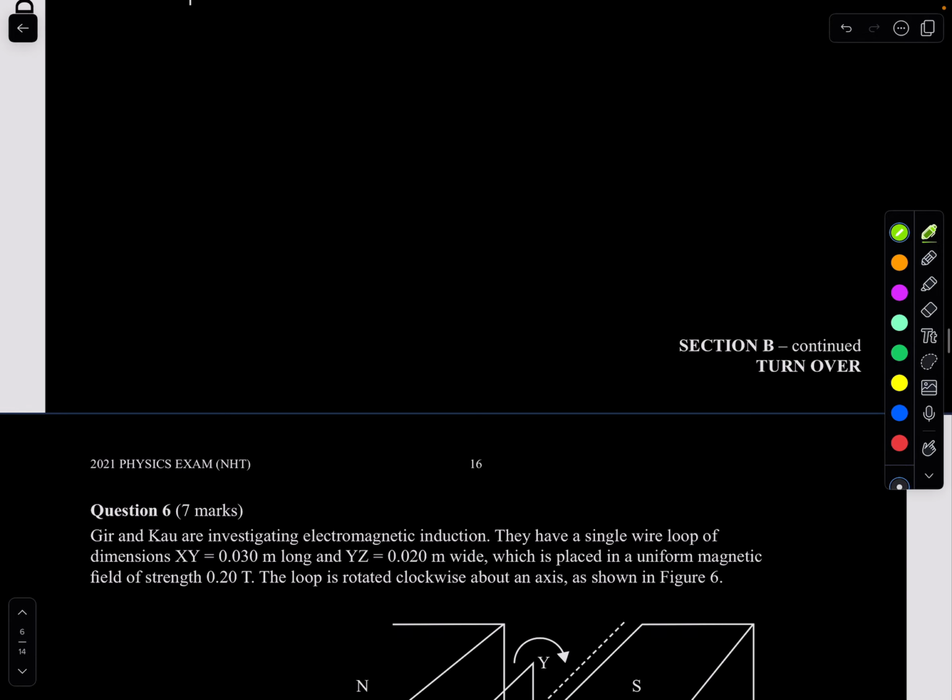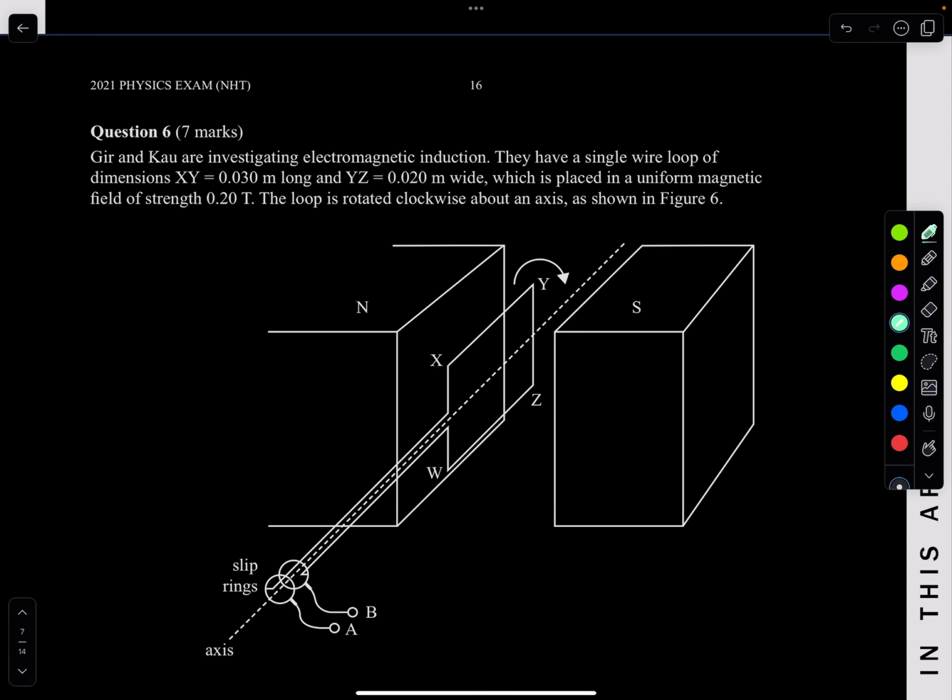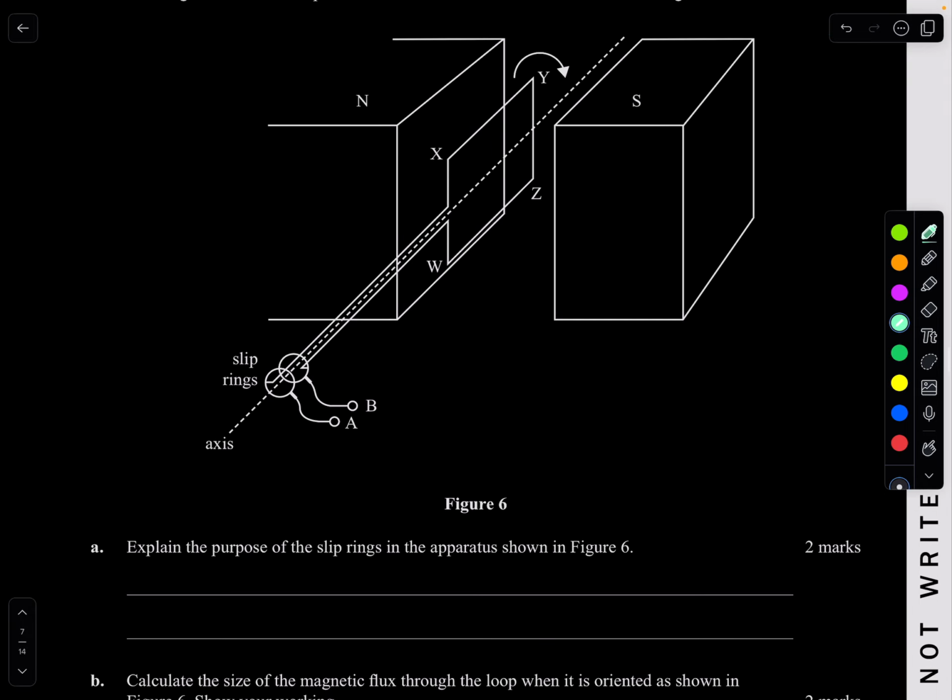Beautiful. Next question, question 6. Let's have a look at this question. So Gera and Kao are investigating electromagnetic induction. They have a single wire loop of dimensions xy long and yz wide, which is placed in a uniform magnetic field of strength this. The loop is rotated clockwise about the axis as shown in figure 6. All right, and we're using slip rings. Good. Explain the purpose of the slip rings in the apparatus shown in figure 6.